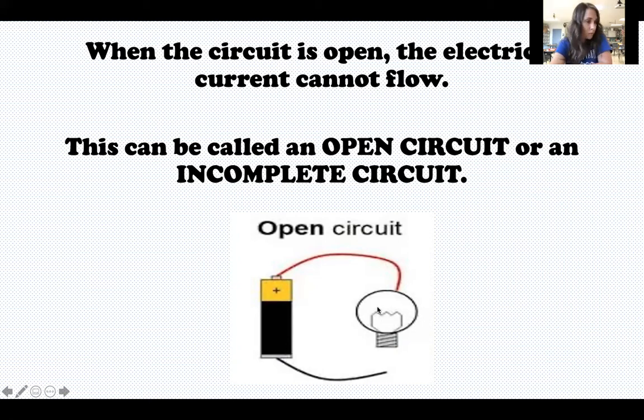The buzzer wouldn't turn on, the fan wouldn't turn on, because we do not have a constant flow of electrons. Once they get here, they stop. If this was connected, but you disconnected any of these at any other place, it would still be an open or an incomplete circuit. You have to have a constant flow, and we don't have that.